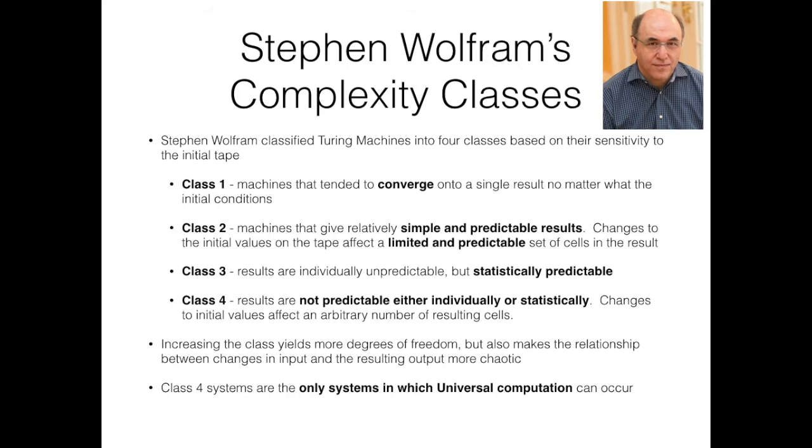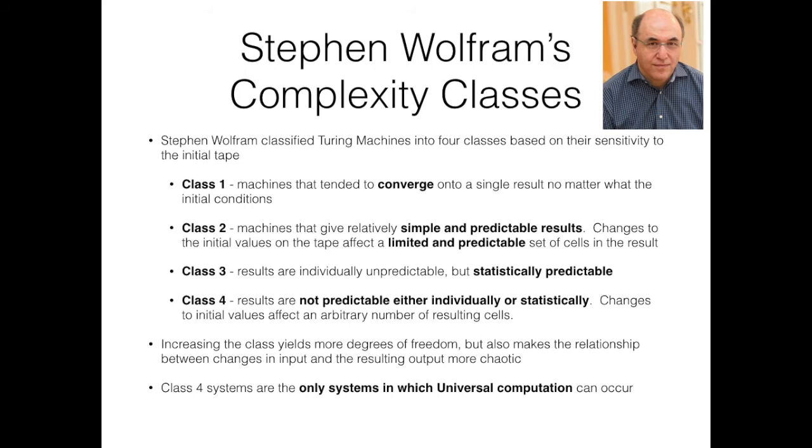So he classified. He was technically not using Turing machines, but they're kind of an equivalent thing called cellular automata. But he classified these machines into 4 different classes. This classification was based on the relationship of change to the tape to the change to what the tape output. So the change of the input to the output, the change of the genotype to the way the phenotype changes.